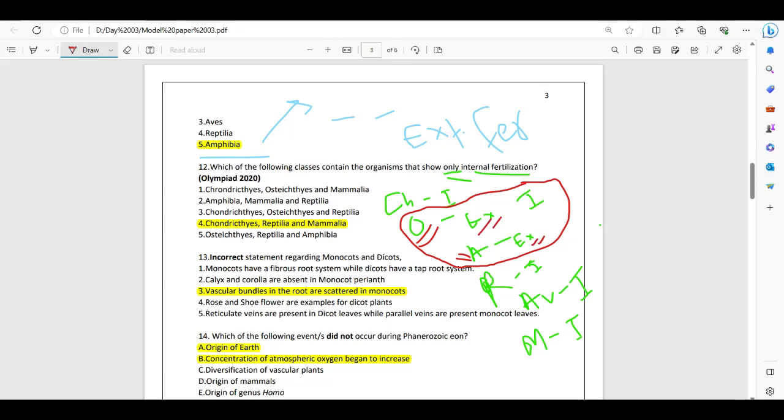They are not only showing internal fertilization. So because of that, the first answer, we have Osteichthyes, that's wrong. Next answer we have Amphibia. Again, in the third answer we have Osteichthyes, so that's wrong. Fifth answer also has Osteichthyes and Amphibia. Because of that, the answer would be the fourth one.